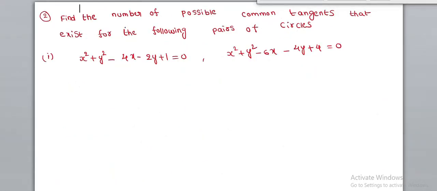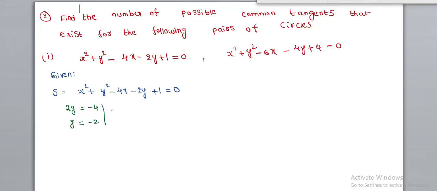Please observe. Find the number of possible common tangents that exist for the following pair of circles. Given circle S: x square plus y square minus 4x minus 2y plus 1 equal to 0. Comparing, 2g equal to minus 4, g value minus 2; 2f equal to minus 2, f equal to minus 1; c value 1. First center is minus g comma minus f, that is 2 comma 1.